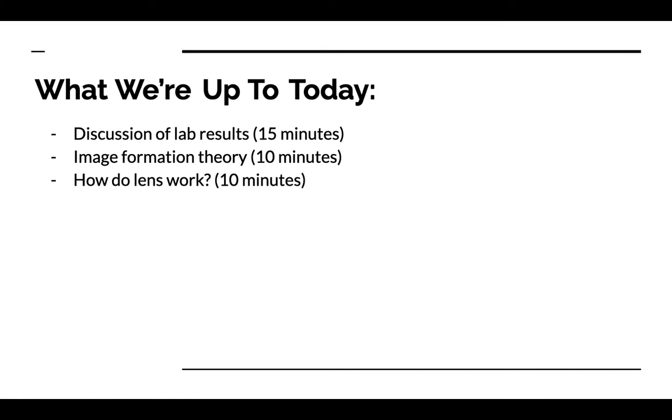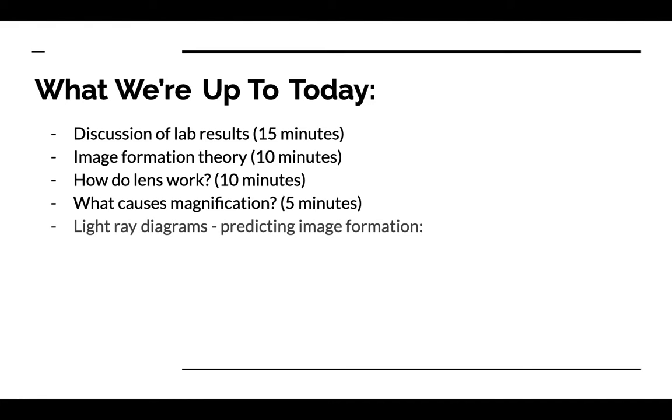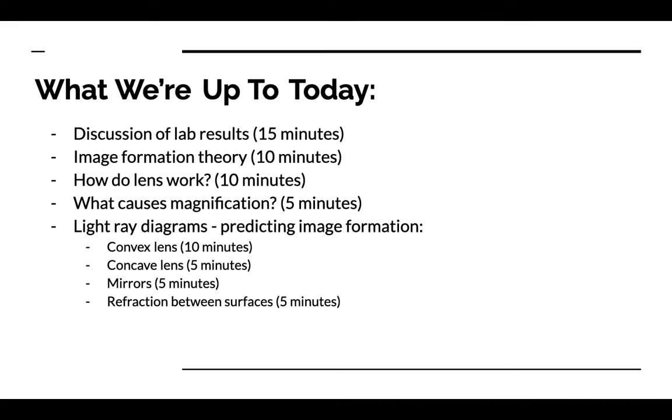We'll go into how lenses work based on refraction and the properties of light waves. We'll look at magnification: what is magnification and what causes magnification? And then we'll look at how to predict what type of image forms for a given set of circumstances using a nice little tool known as a light ray diagram. So we'll look at light ray diagrams for convex lenses, concave lenses, mirrors, and refraction between surfaces, and we'll look at the major types of images that can form in all cases.